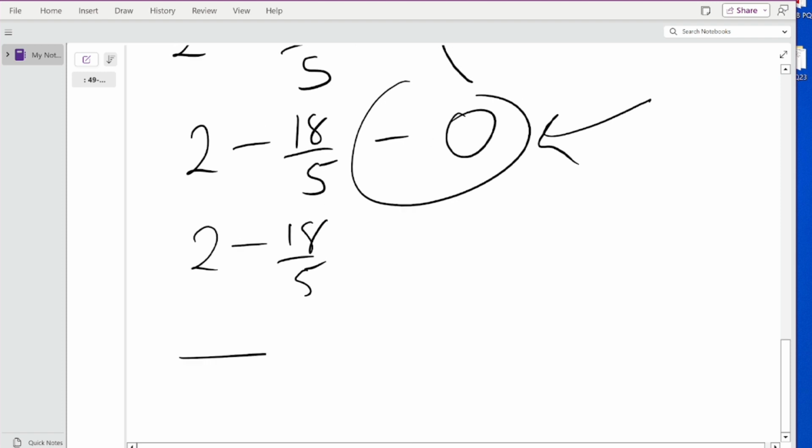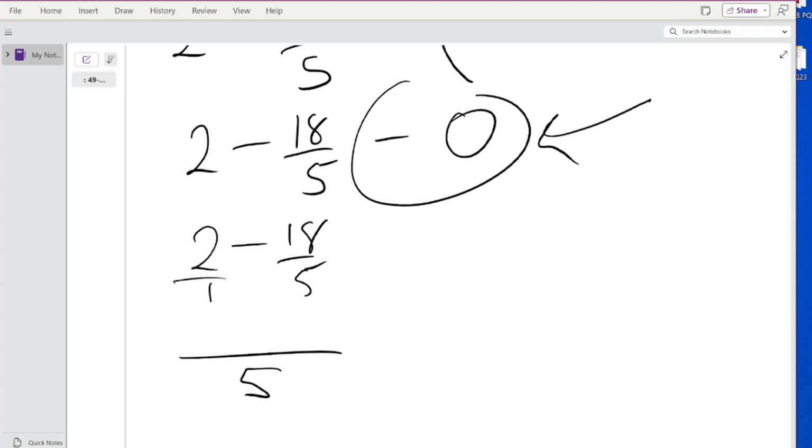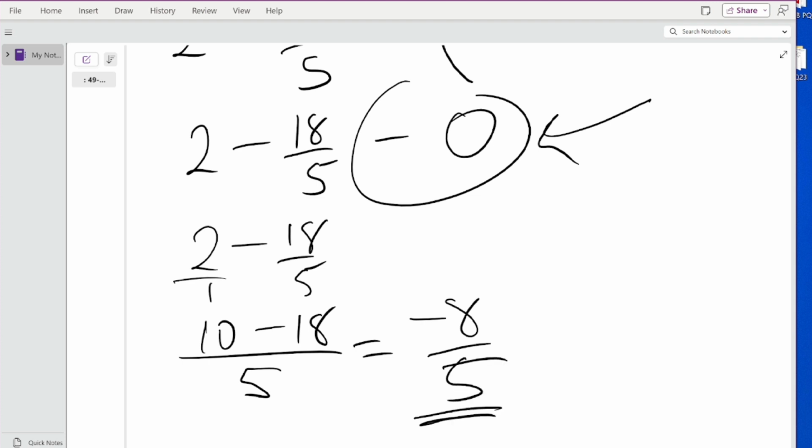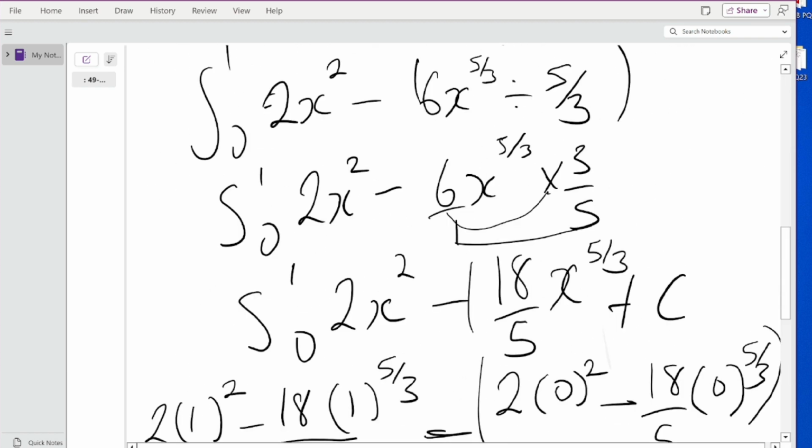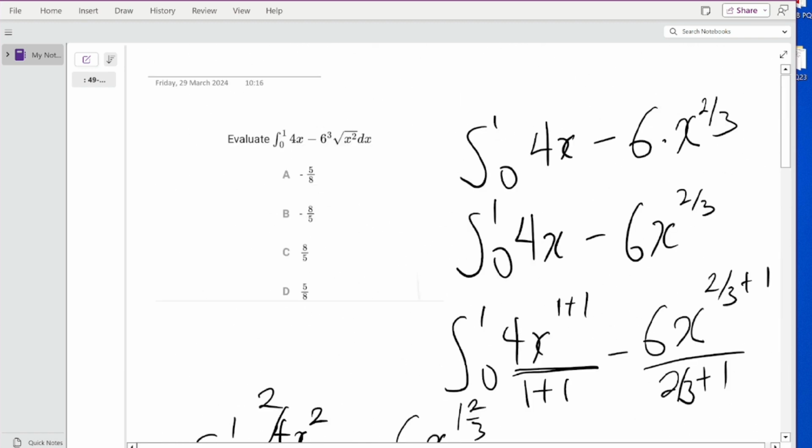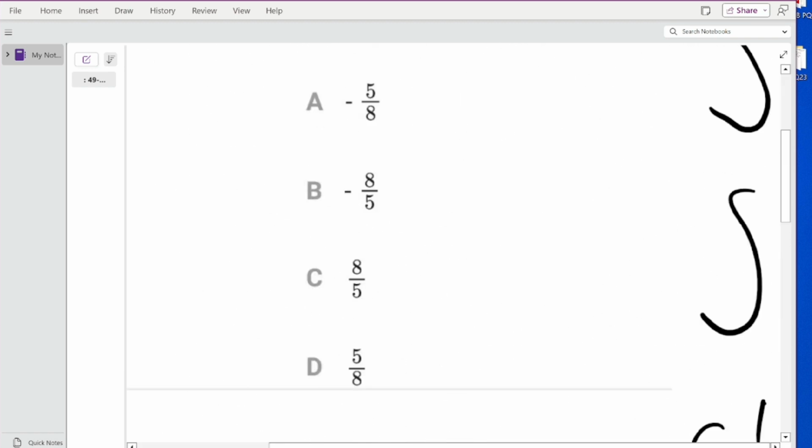We can find our LCM. I could do 5. It's like 2 over 1. 5 in 1, 5. 5 times 2, 10. 5 in 5, 1. 1 times 18, 18. So we have 10 minus 18, which is minus 8 over 5 as our final answer, which is constant. Therefore, our answer is minus 8 over 5, which is B.